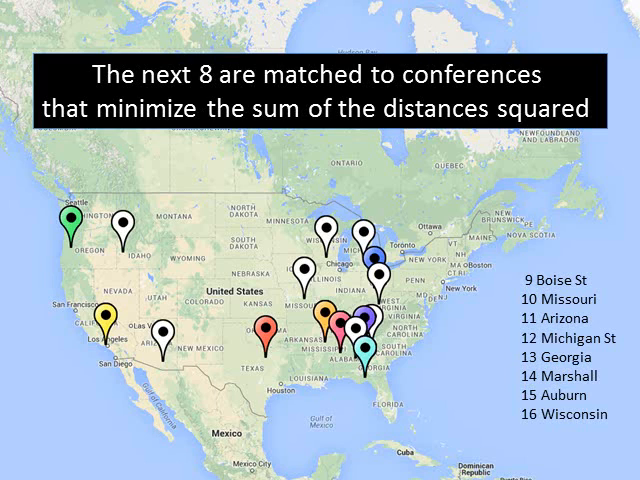goes in which conference. So what we're going to do, we're just going to minimize the sum of the distances squared. So we take each of these white teams, we see how far away it is from each conference center, and then we pick the allocation that minimizes the sum of those distances squared.